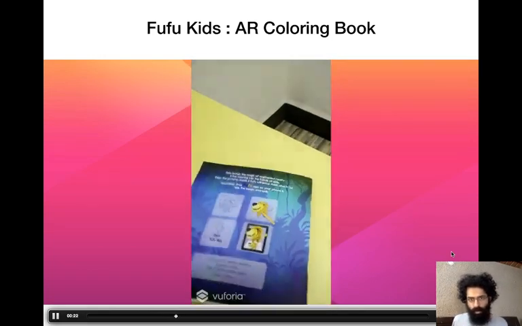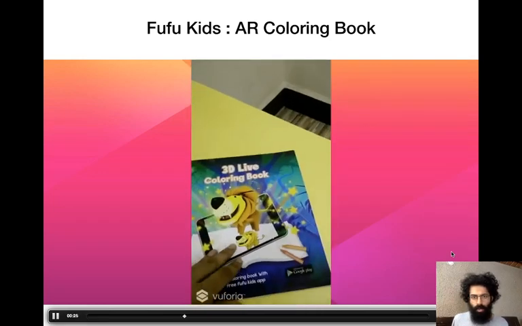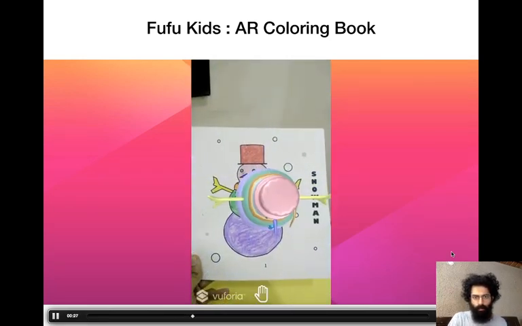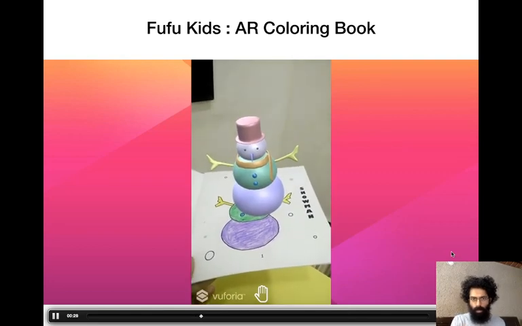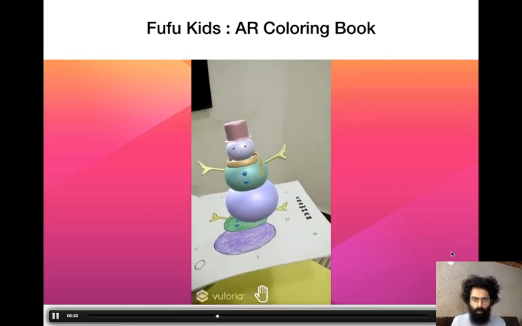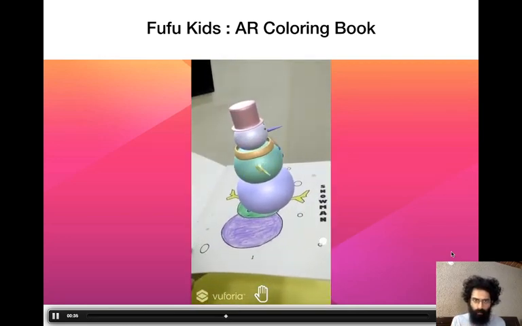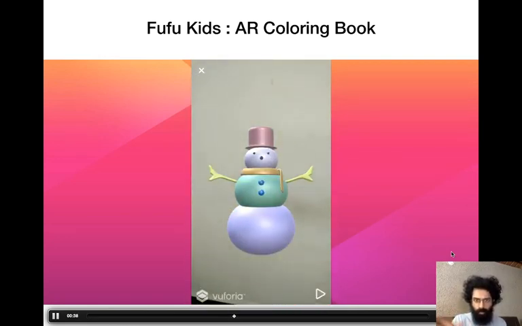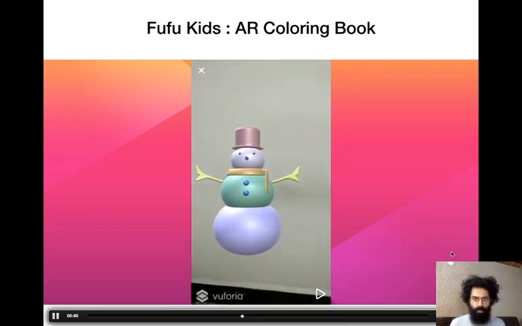So this is one of the books that we had developed. It's a coloring book. Look through the camera, it comes alive, and then it is in the exact same colors. You can watch the snowman in 3D, and you can place him somewhere, and then there is a cool animation.